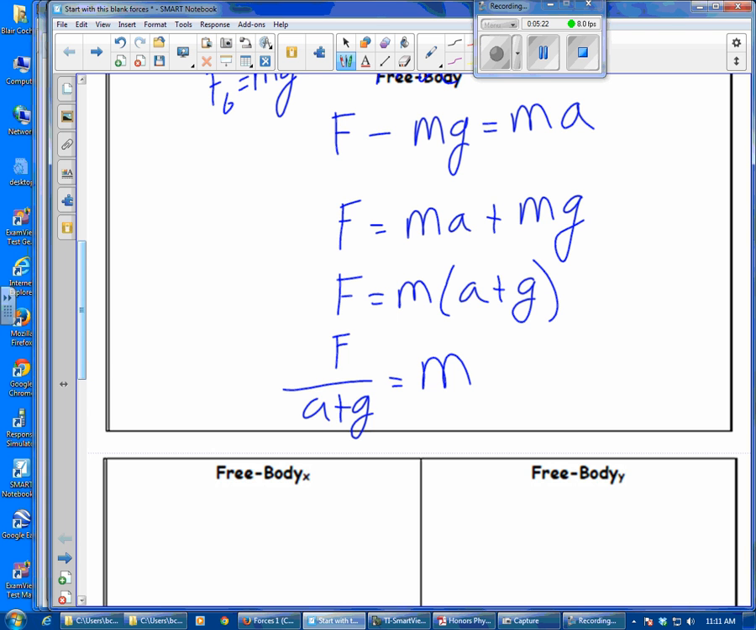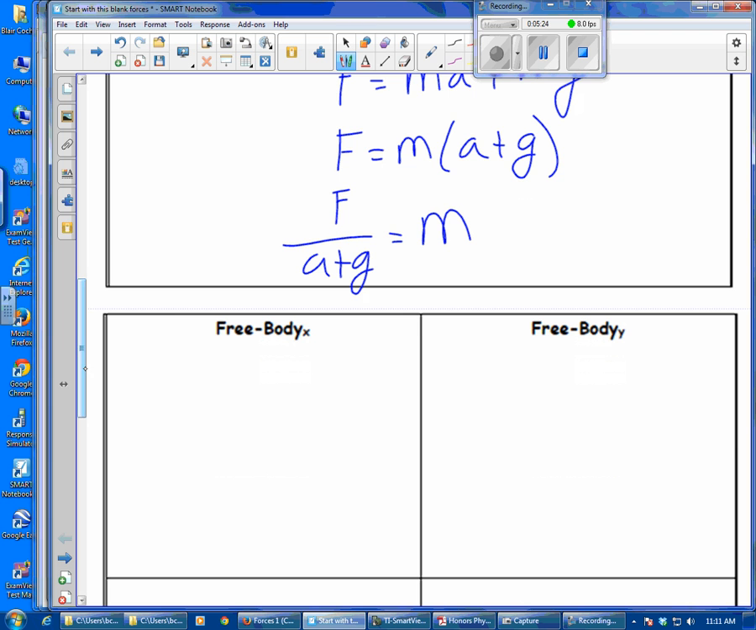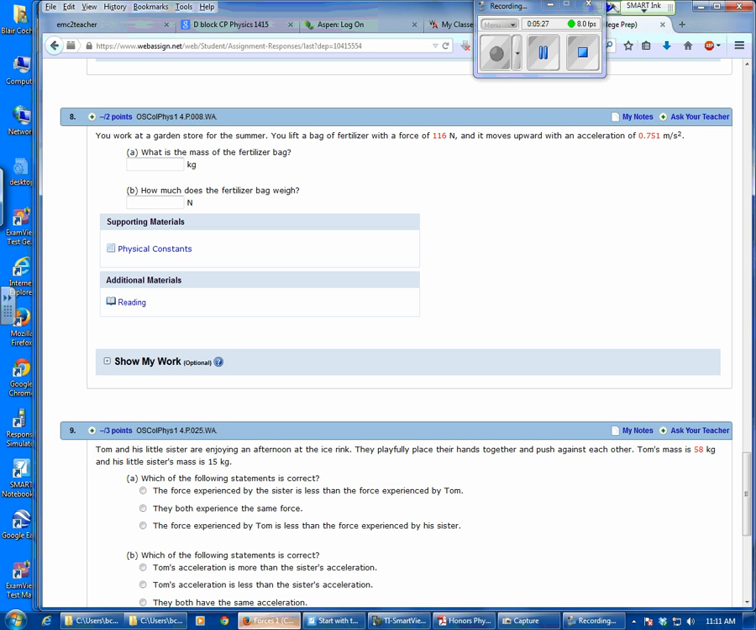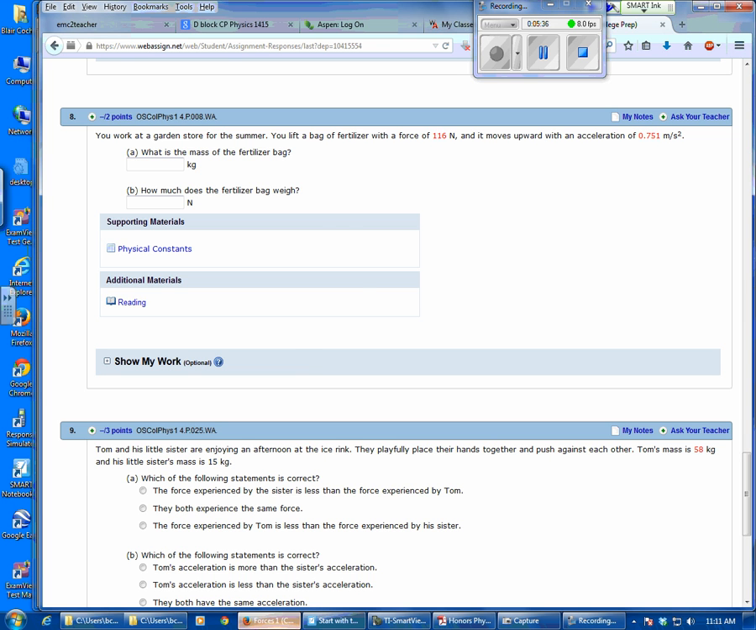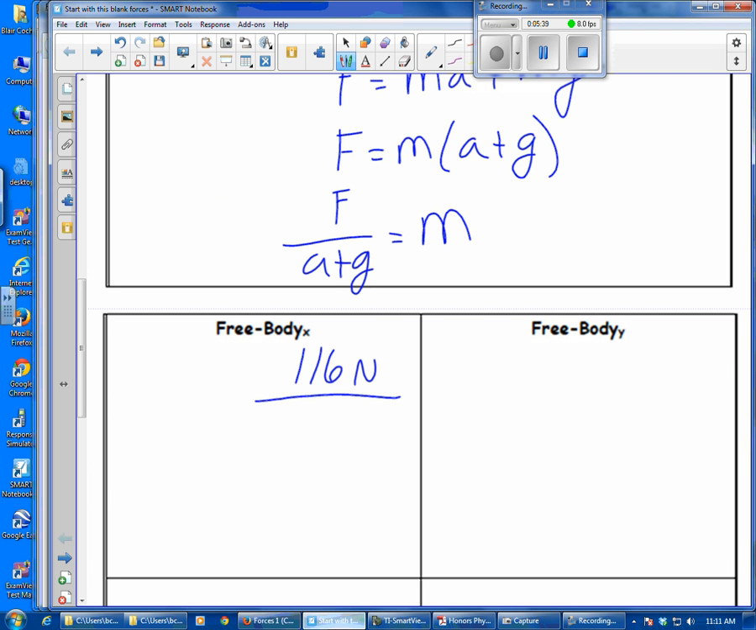Okay. So now I'm going to put in my numbers. They tell me my force, 116 newtons. My acceleration, 0.751 meters per second squared. I'm on Earth, so I know that my g, also from my equation sheet, is 9.80 newtons per kilogram. All that equals m.